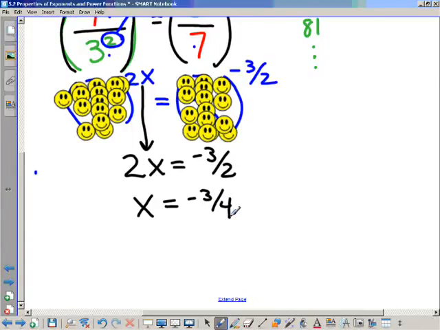This concludes the 3 examples from section 5.2, Properties of Exponents.